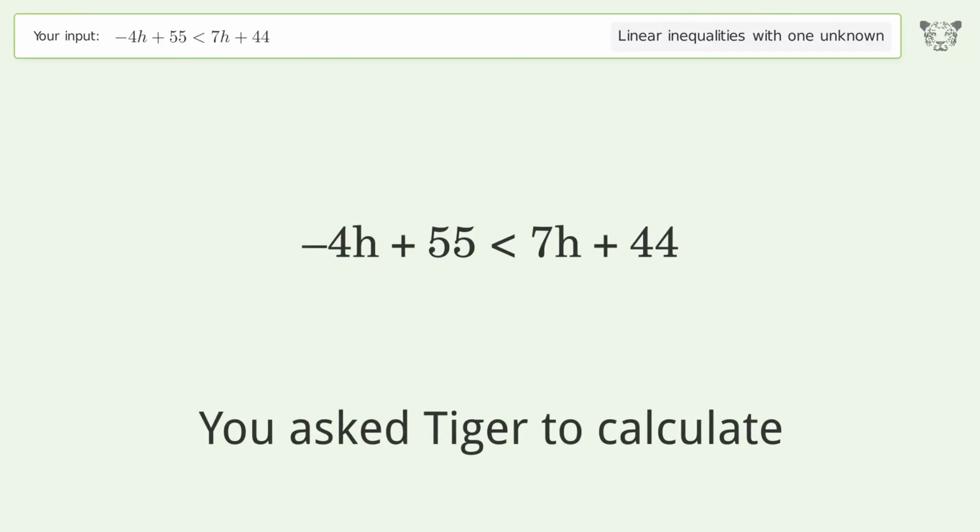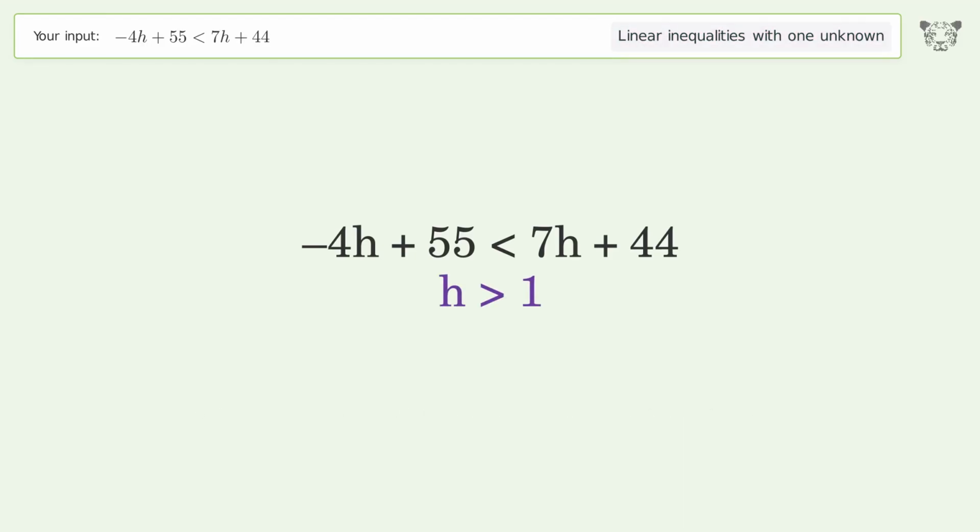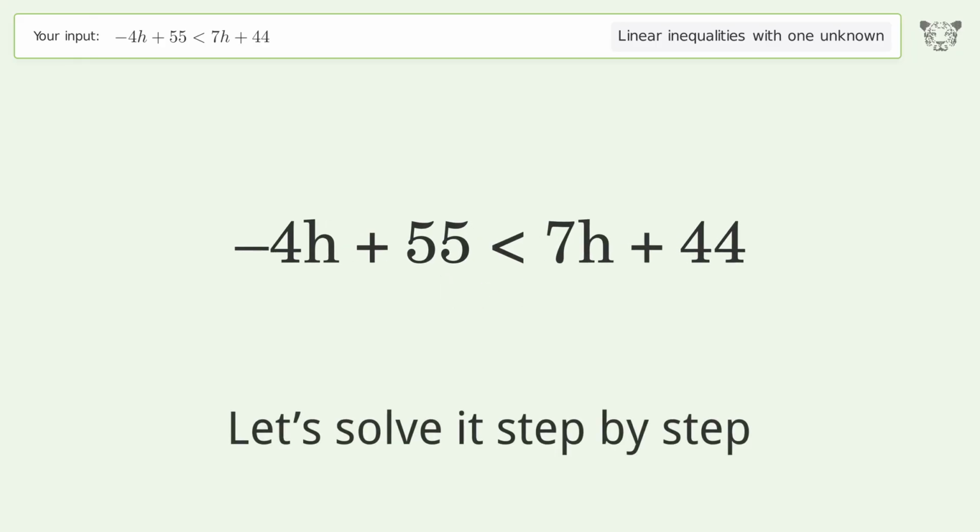You ask Tiger to calculate. This deals with linear inequalities with one unknown. The final result is h greater than 1. Let's solve it step by step.